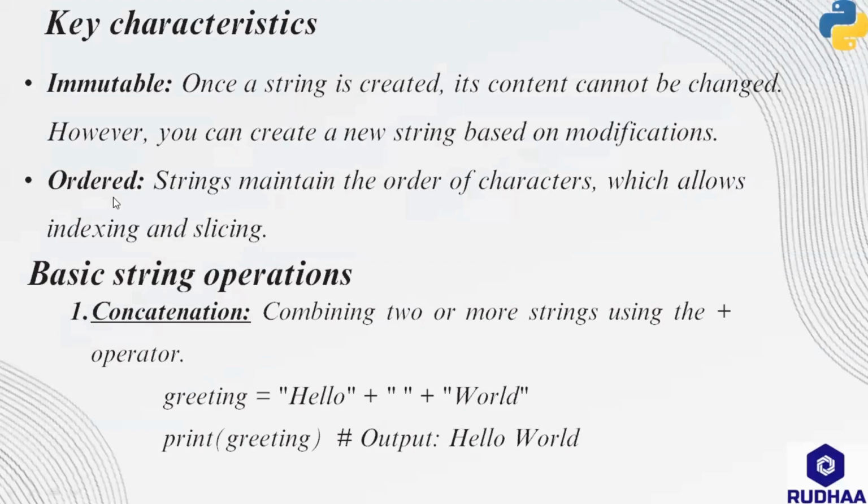And also strings are ordered characters. It maintains the order of characters, which allows indexing and slicing. Since strings are ordered, we have indexing and we can also slice the items. So these two are the key characteristics of strings: they are immutable and they are ordered. Some of the basic string operations are concatenation. Concatenation, which we have already seen, is combining two or more strings. This operation is carried out using the plus operator.